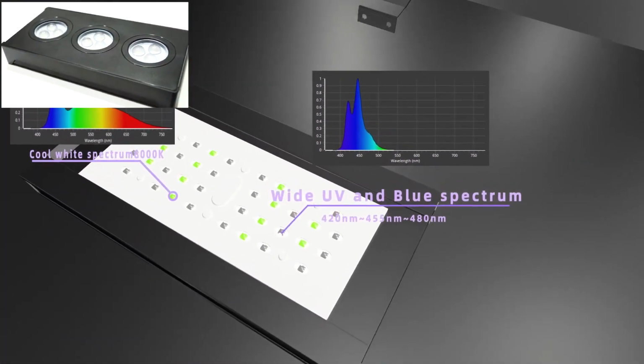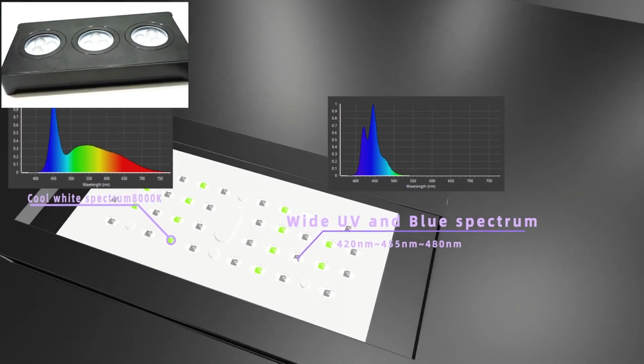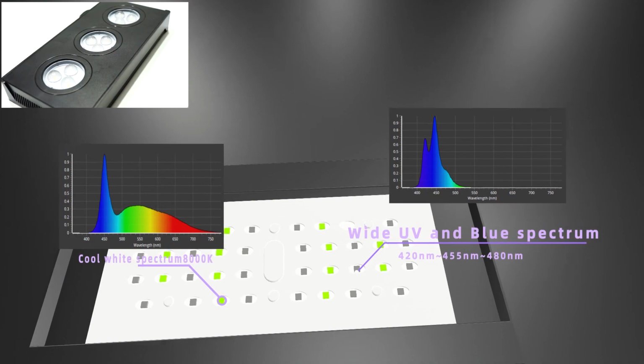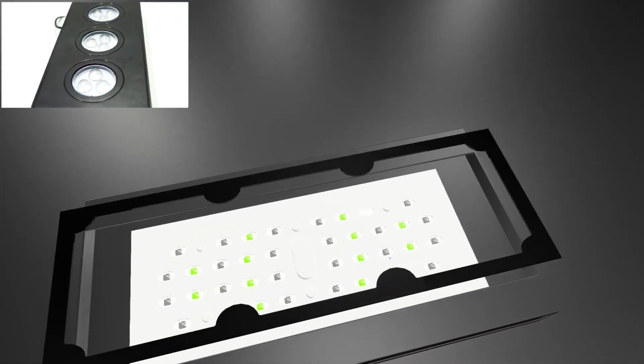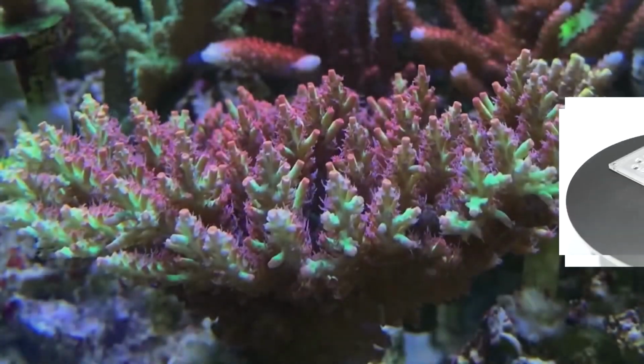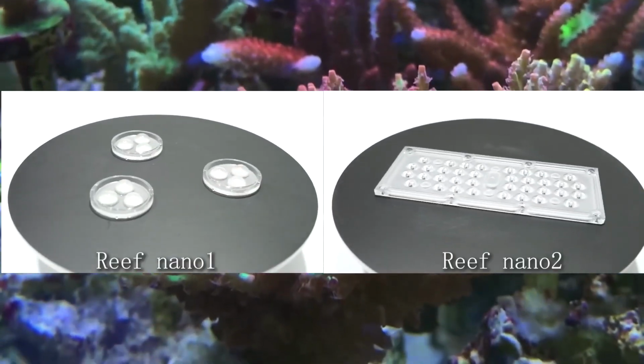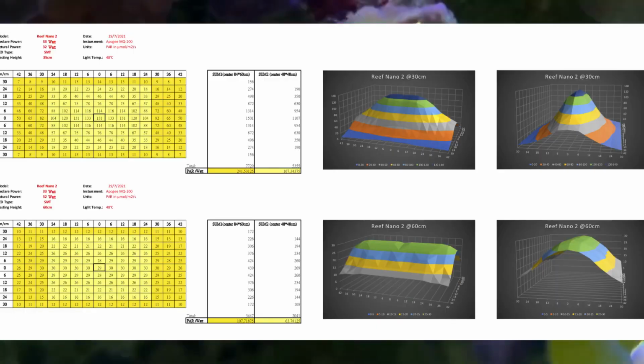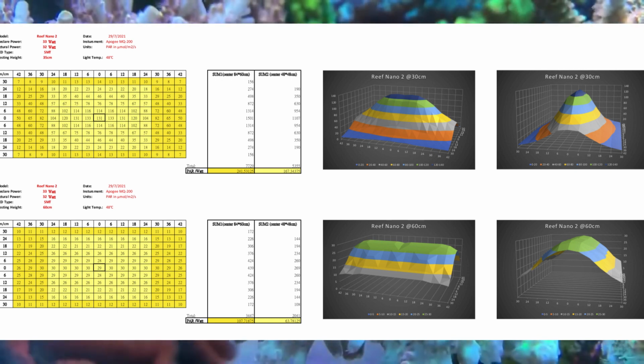By considering the nano tank size, whose width and height are normally under 30 centimeters, we upgraded the Reef Nano 2 LED chips layout from 33 by 3 watt cluster to 36 by 1 watt wide coverage layout. Moreover, the optic lens was upgraded from an 80-degree to a 150-degree wide oval lens as well. Therefore, Reef Nano 2 results in wider light coverage and average light intensity, and reduces hotspots.